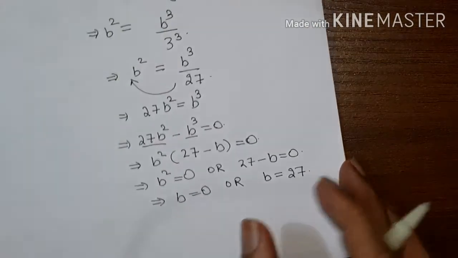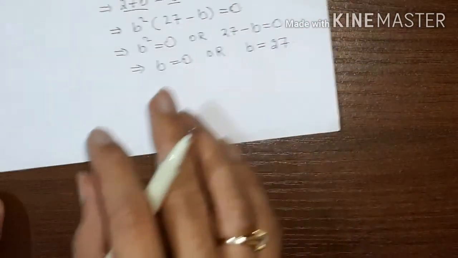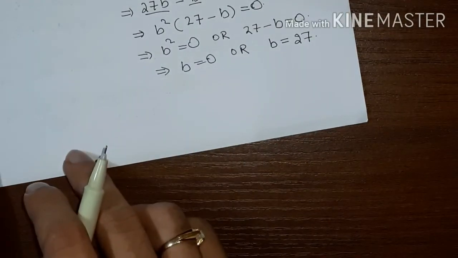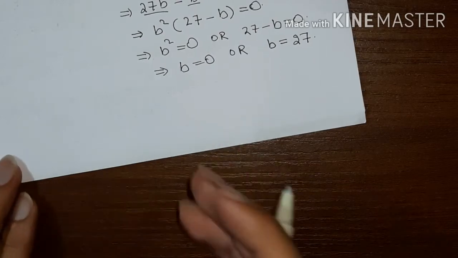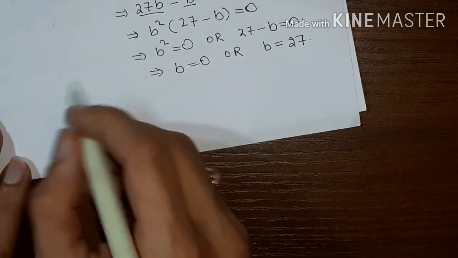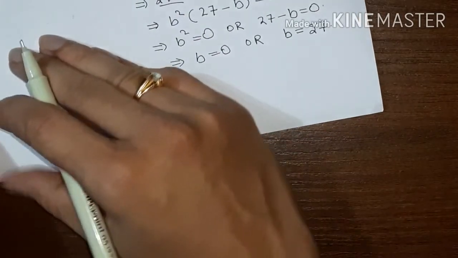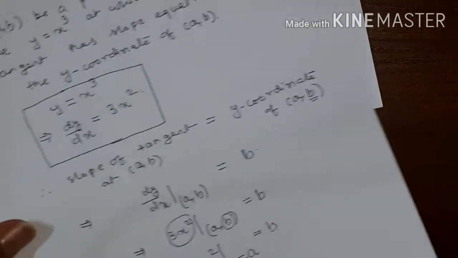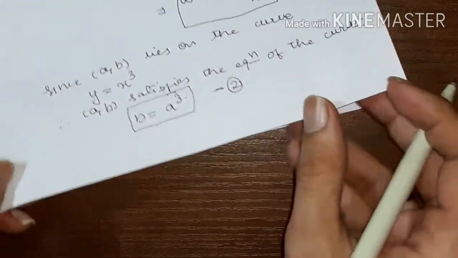Okay, so we have found two values for b. Now we can find the corresponding values of a, because we have to find the point (a, b), right? So for that we have to find the values of a corresponding to b. Now you can use any one of the equations that you have. So I will use this equation 2.